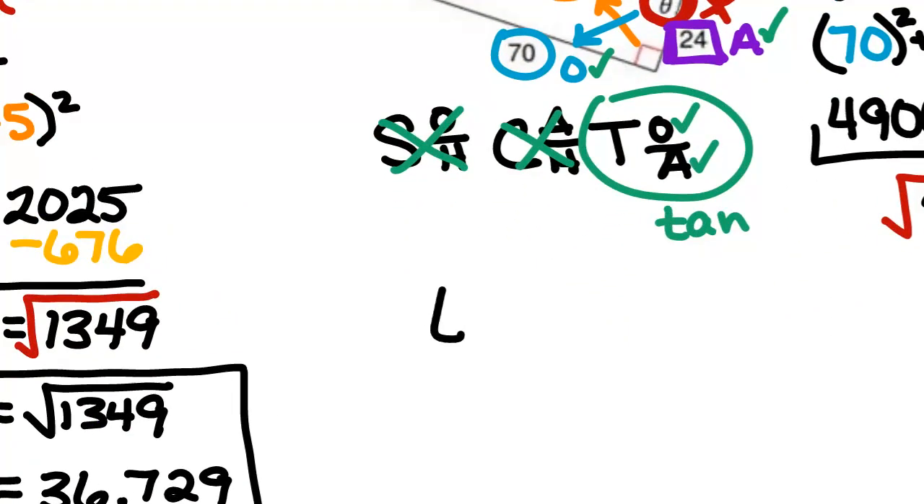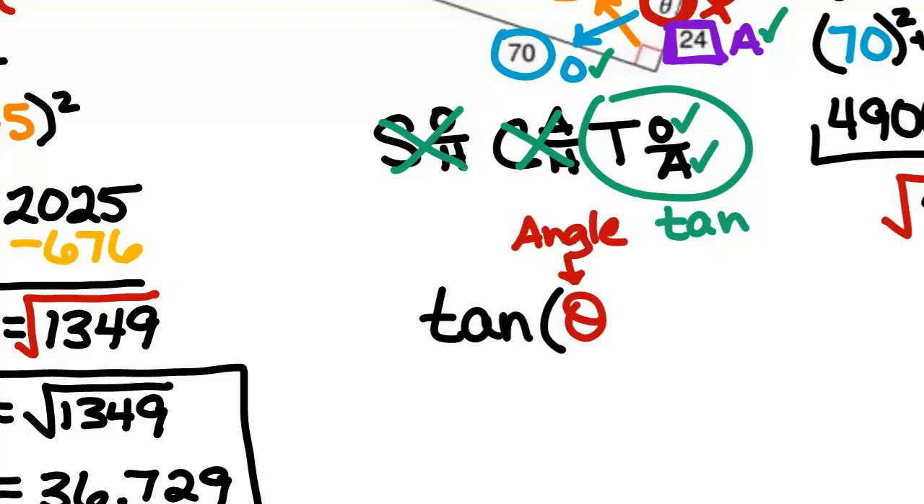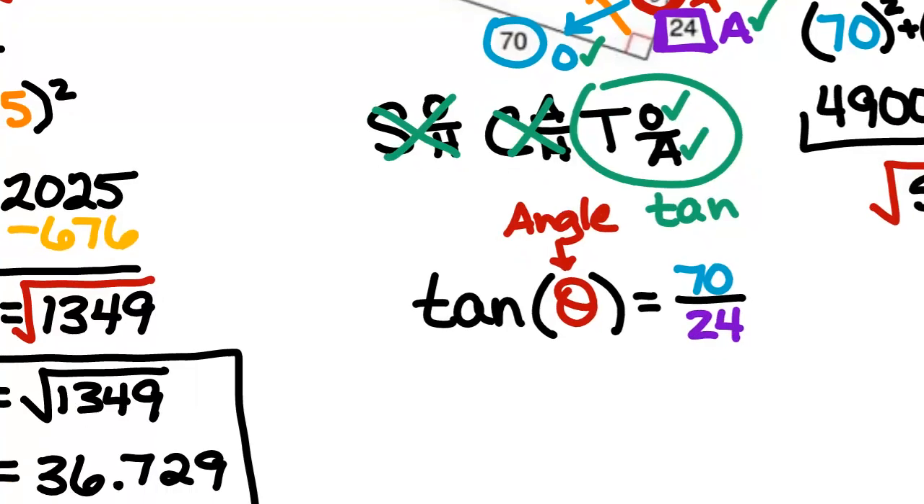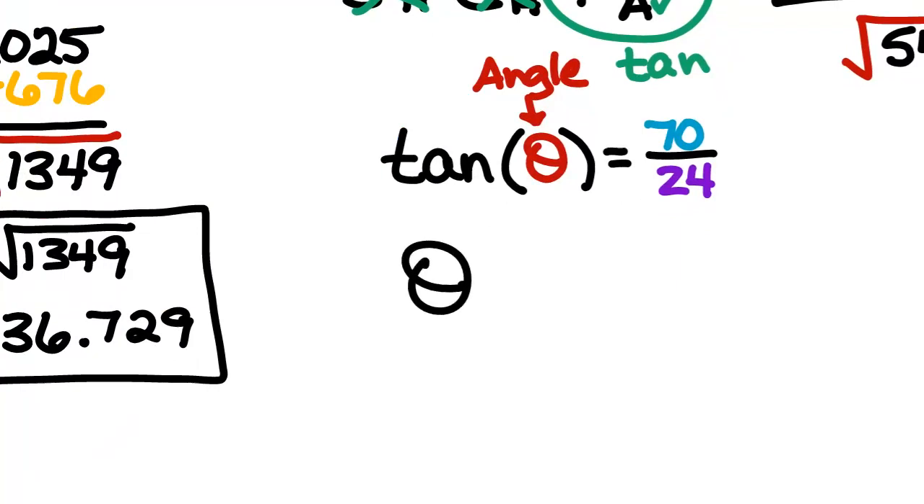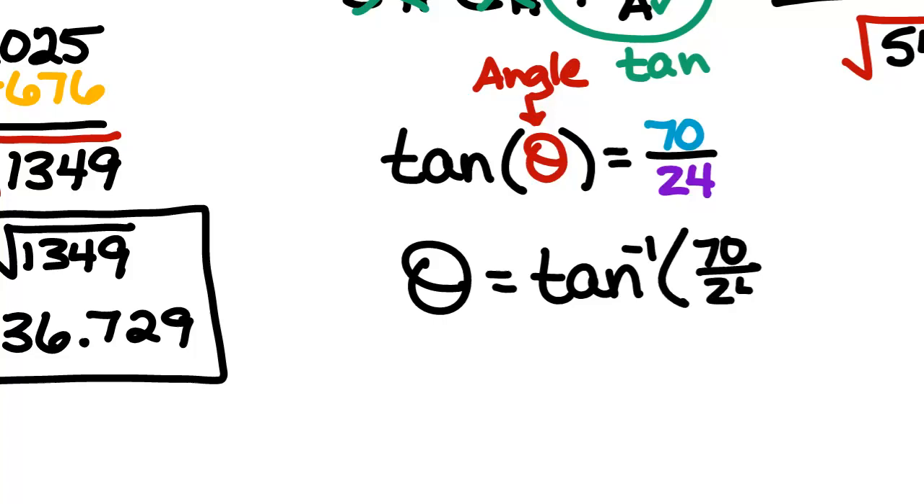All right, so tangent of, what's my angle? We don't know. So we put theta in there. So tangent of theta is equal to what over what? 70 on top, that's my opposite, over 24 on bottom. Now how do I get theta by itself? Inverse it. Theta equals the inverse of tangent, and then inside parentheses, 70 over 24.